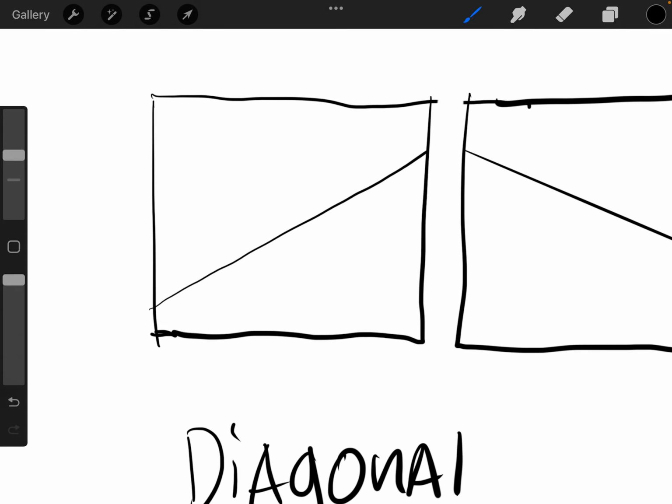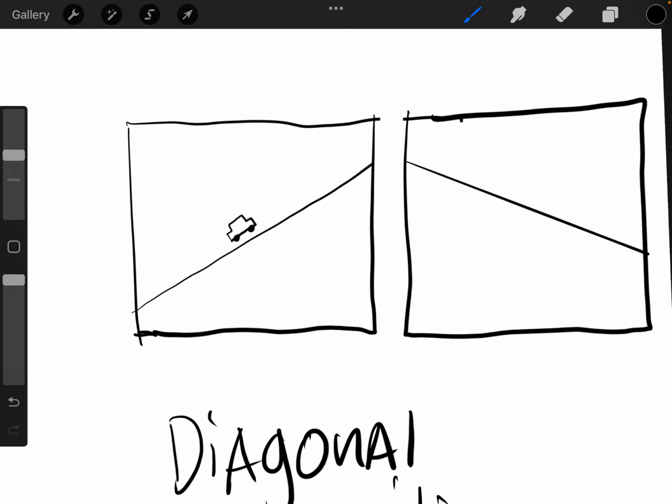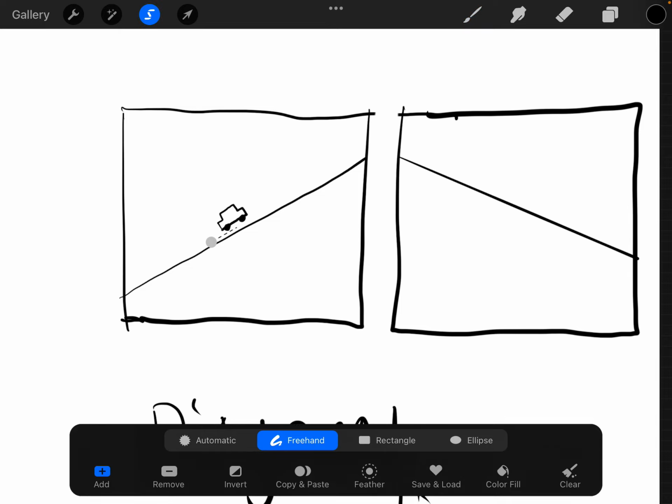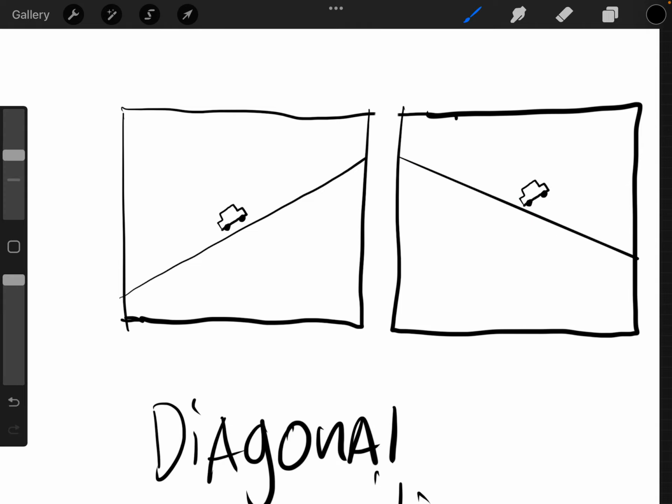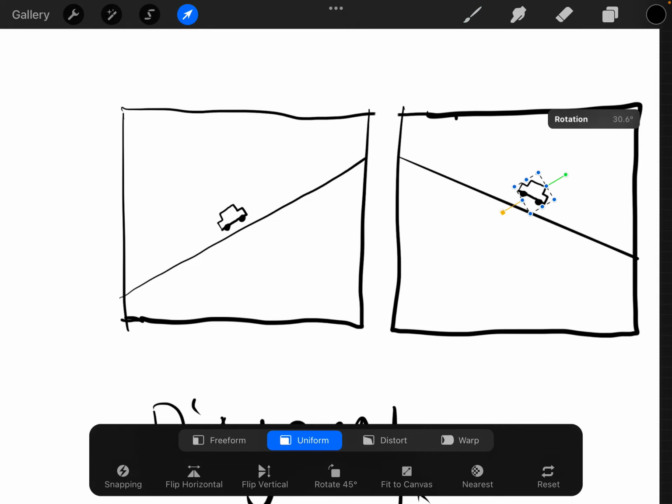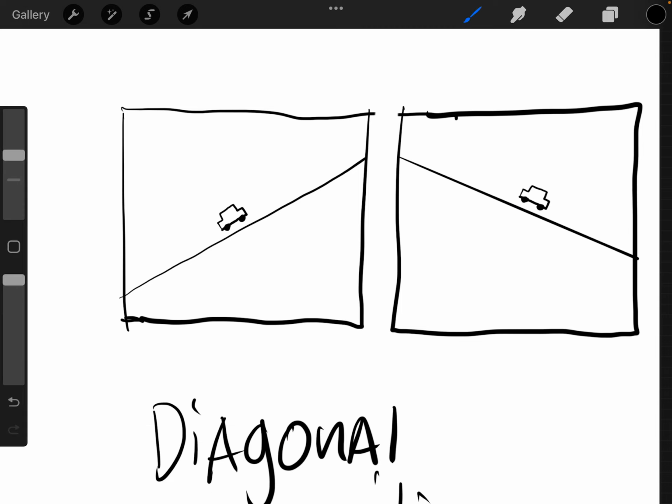For example, if I were to draw a little car over here, and try to draw it so that you cannot see the difference between the front and the back. Try and make it the same, like this. And then I copy and paste, put this one here and flip it a little bit this way, like this.